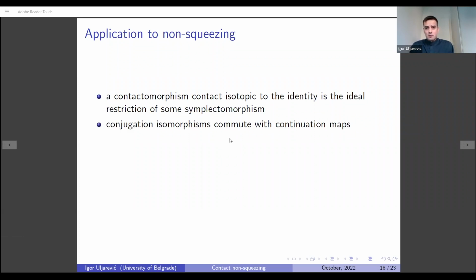Since the conjugation isomorphisms commute with the continuation maps, this means in particular that this number r of omega, which is defined as the rank of the continuation map from selective symplectic homology of omega to classical symplectic homology, is invariant under contact isotopies. I will call this number, shortly, the rank of omega.